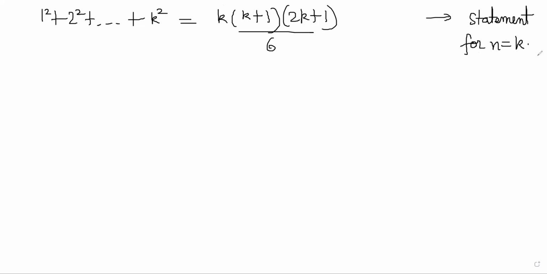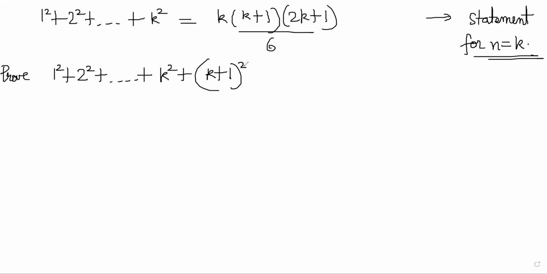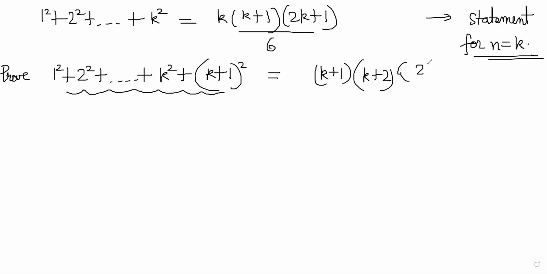Now, what we have to prove is the same with k plus 1 whole square. It is the same for k plus 1 whole square also. So this is the left hand side if I put n is equal to k plus 1, and the right hand side if I put n is equal to k plus 1 will be, instead of n I'll put k plus 1, then next one is k plus 2, then next one is 2 into k plus 1, so 2k plus 2 plus 1, by 6.